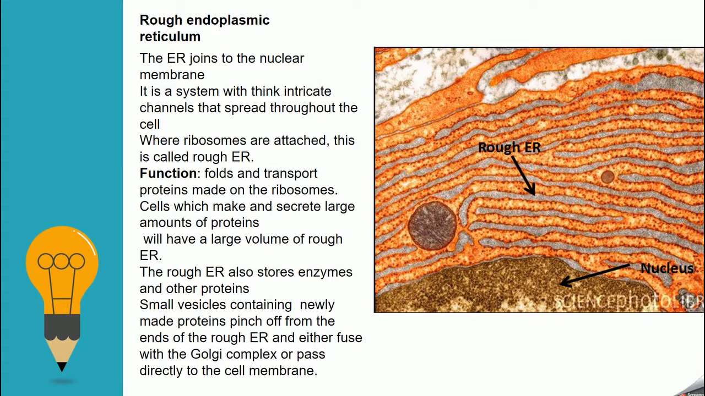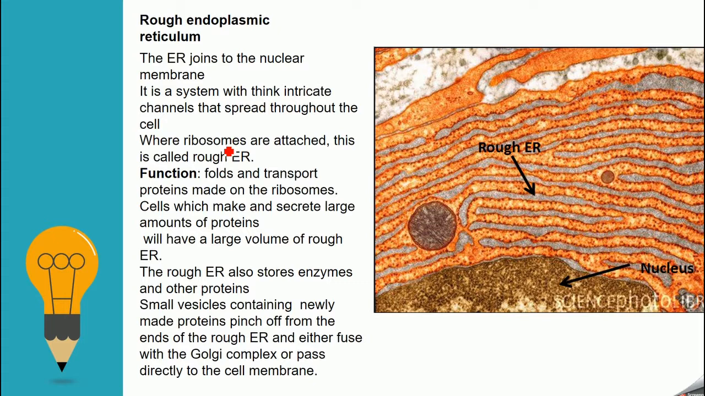Sorry, that's meant to say thin, but it is a system with thin, intricate channels that spread throughout the cell. And basically on this rough endoplasmic reticulum, ribosomes attach to it. So you can see these little tiny dots on the rough endoplasmic reticulum, RER. These little dots are ribosomes. So the function of rough endoplasmic reticulum is that it folds and transports proteins made on the ribosomes. So it folds and transports proteins.